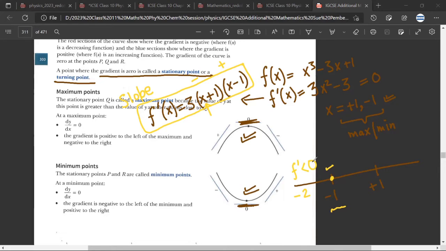Now let us look at right of minus 1. So I'll take a point somewhere here. Let me take 0. If I put 0 here, 1 into minus 1, it is negative. Are we clear why it is negative?